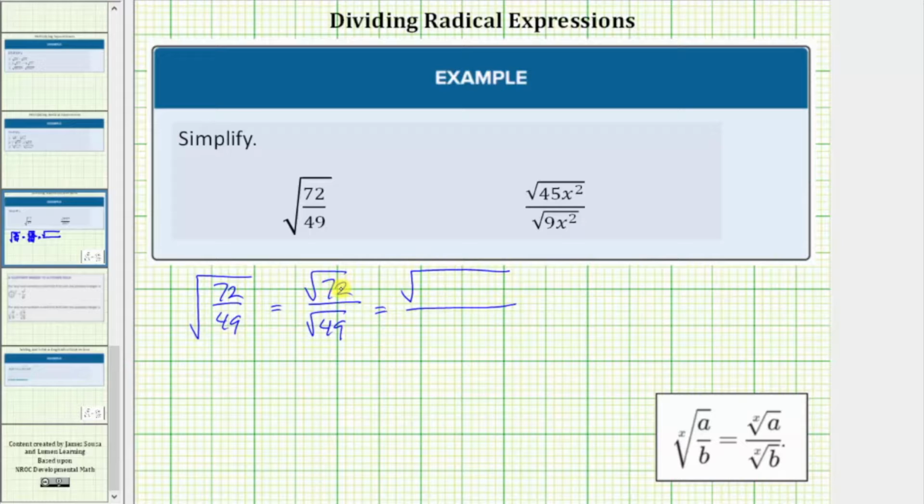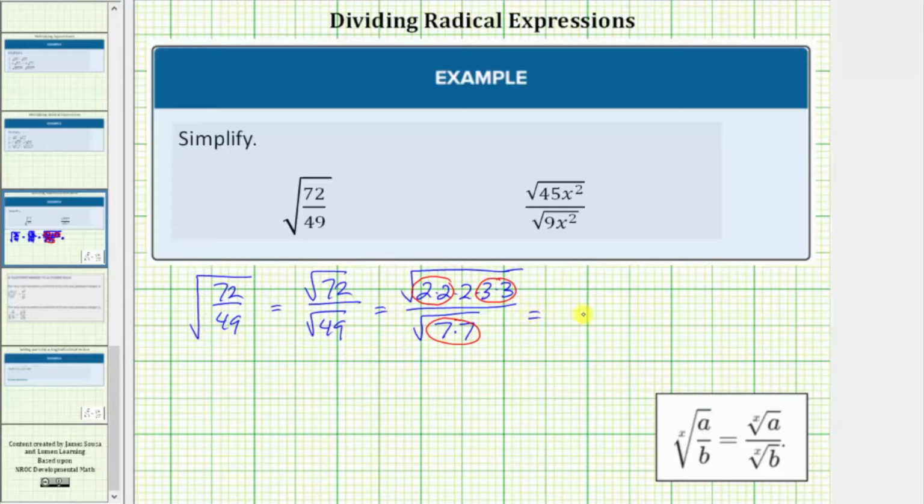72 is equal to 8 times 9. 8 is equal to 3 factors of 2, and 9 is equal to 2 factors of 3. So here's the prime factorization of 72, and 49 is a perfect square. It's equal to 7 times 7. And now I'll circle the perfect square factors. 2 times 2 is a perfect square, and so is 3 times 3. In the denominator, so is 7 times 7.